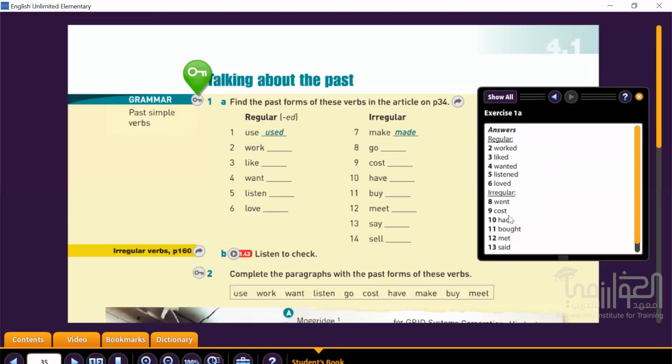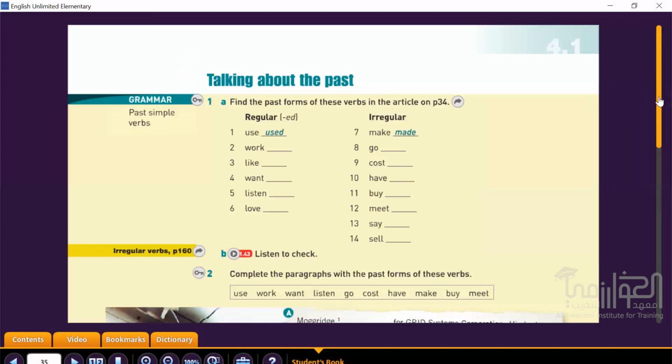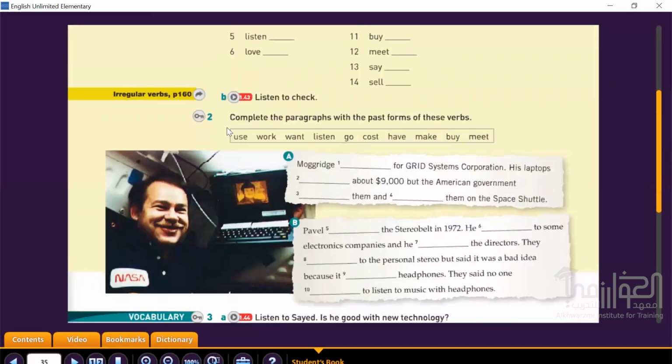Cost, the same, cost. Have becomes had. Buy is bought. Say, the past is said. And then we have one more down here, sell. It's what? Sold. So that is sell. Okay, good. Now I want you to complete the paragraphs with the past forms of these verbs.